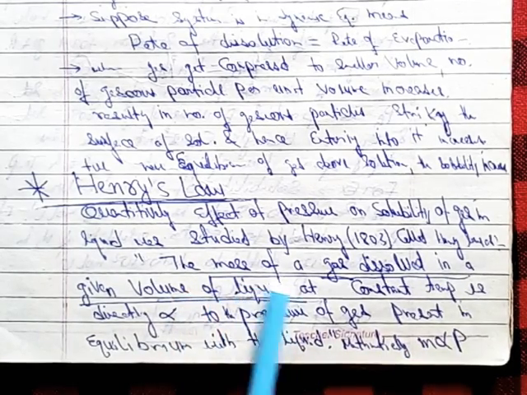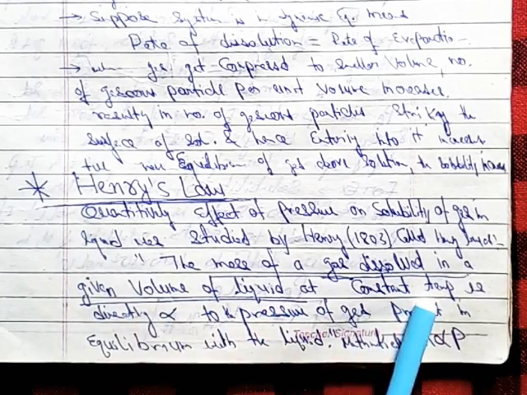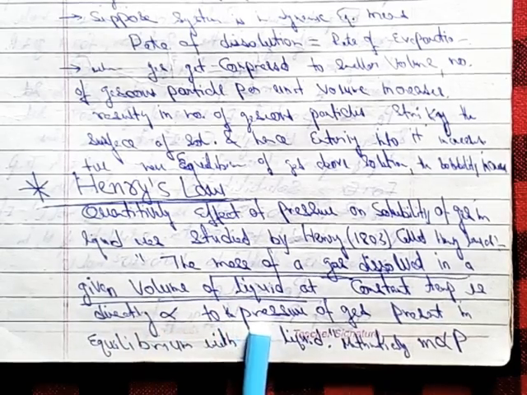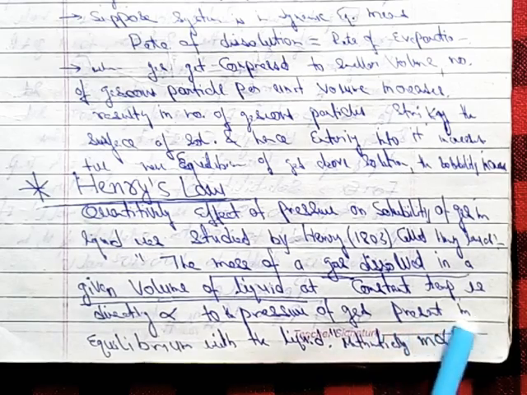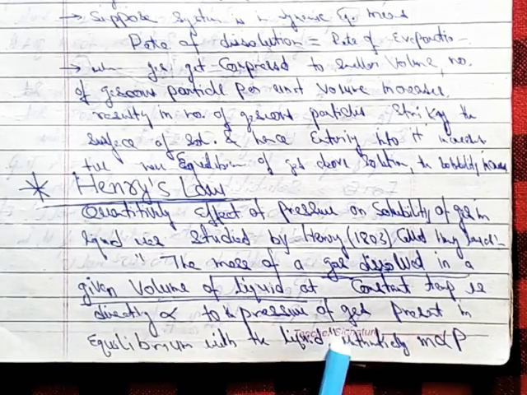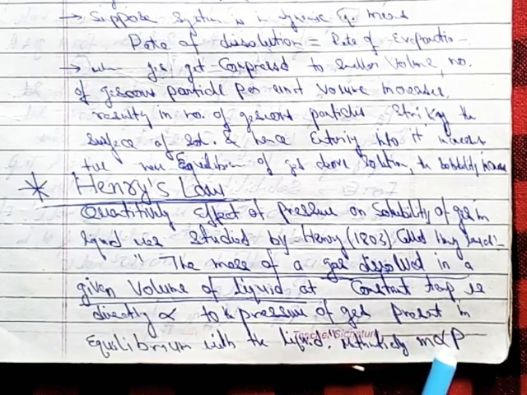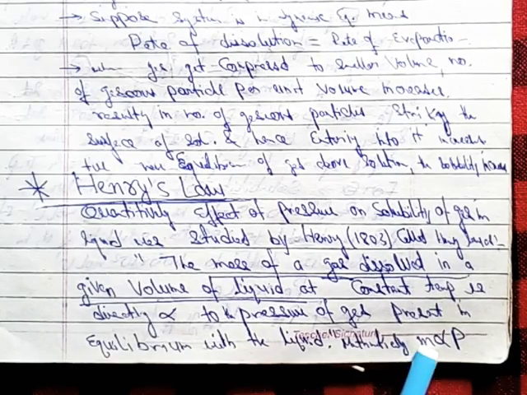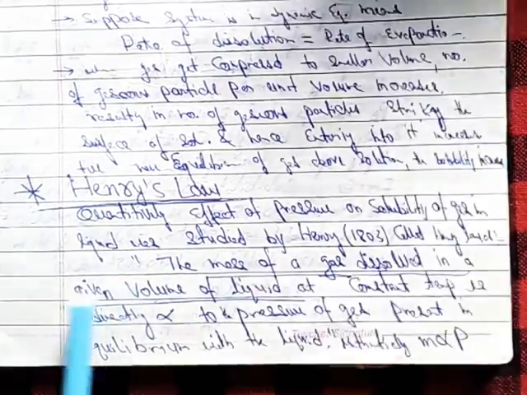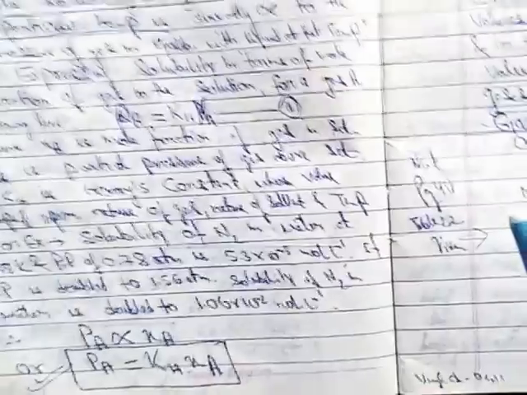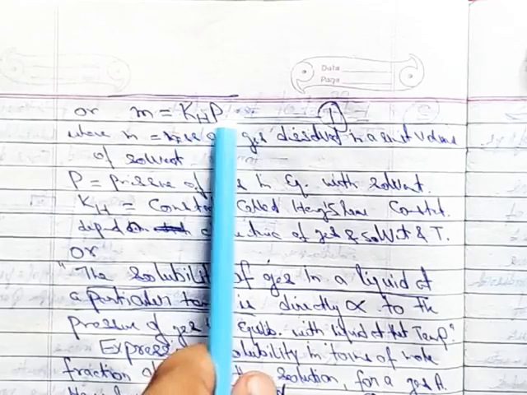So he said that the mass of gas dissolved in a volume of liquid at constant temperature is directly proportional to what? The mass of gas dissolved will be directly proportional to the pressure of gas present in equilibrium with the liquid. So however much pressure we apply, that much gas will get dissolved in the solution. Mathematically, m is proportional to p. m is the mass of gas which gets dissolved by applying the pressure. To remove the proportionality, we use a constant, so m equals Kh into p.